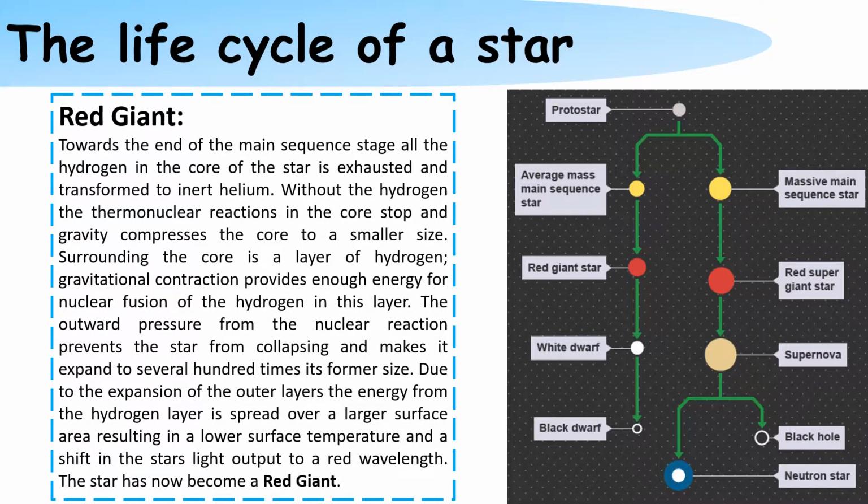After this point, the star goes into its main sequence where fusion is taking place. Towards the end of the main sequence star stage, all of the hydrogen in the core of the star is exhausted and transformed to inert helium. Without the hydrogen, the thermonuclear reactions at the core stop and gravity compresses the core into a smaller size. Surrounding the core is a layer of hydrogen. Gravitational contraction provides enough energy for the nuclear fusion of the hydrogen in this layer.